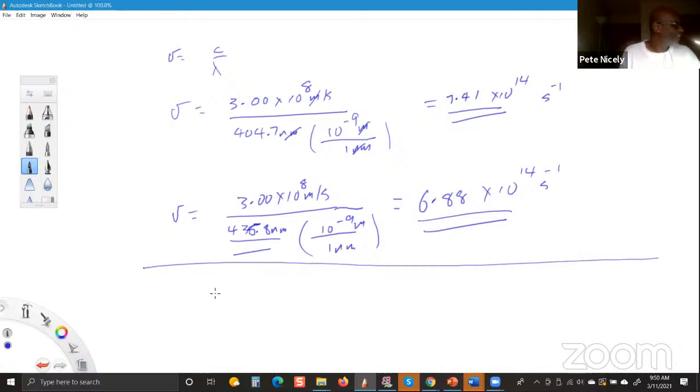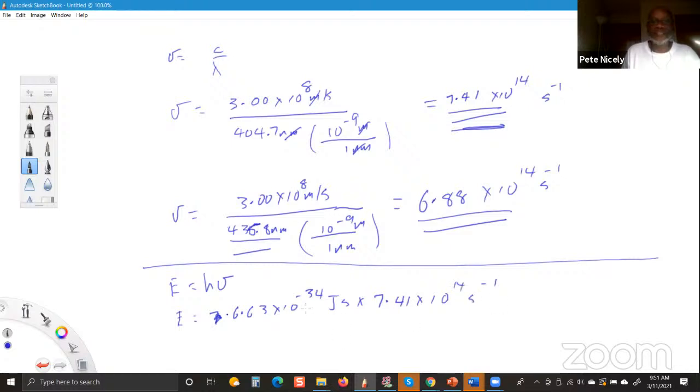It says calculate the energy of a single photon and a mole of photons of light with each of these wavelengths. So it's very similar to what we did before. For the energy of a photon, this is the equation we're going to use. So in the case of the first one, where this is the frequency, the energy of the photon would be equal to h, which is 6.63 times 10 to the minus 34 joule seconds, multiplied by the frequency, which is 7.41 times 10 to the 14 seconds to the minus 1.